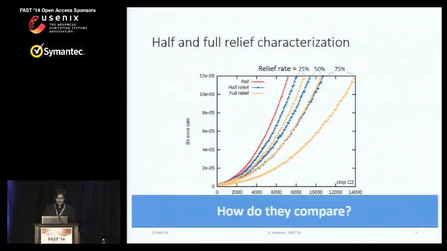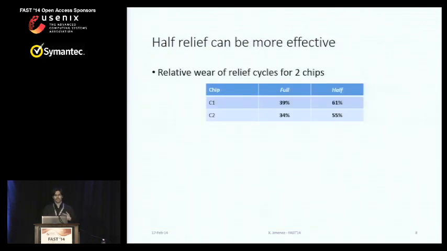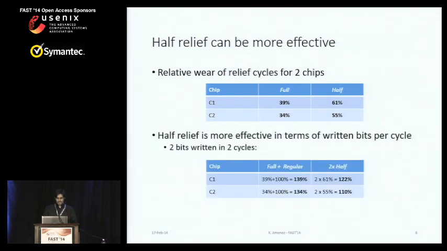Out of this data, we can extract the relative wear that is performed during a relief cycle compared to a regular program array cycle. In this table, I report the numbers. For example, for chip 1, the full relief will provoke 39% damage compared to a regular program array cycle, and 61% for the half relief. But for the half relief, we write 1 bit, whereas for the full, we don't write anything.